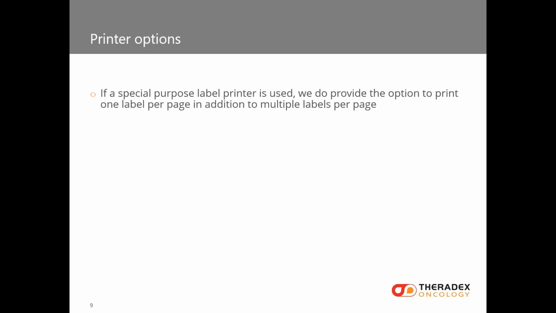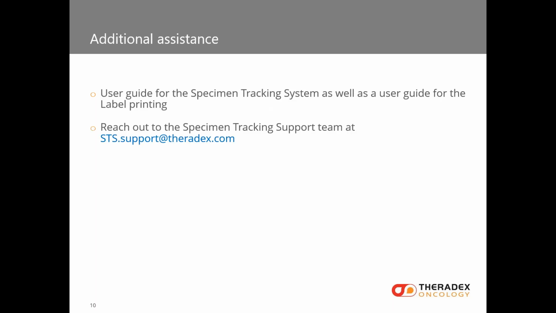If a special purpose label printer is used, we do provide the option to print 1 label per page, in addition to multiple labels per page utilized by the recommended label. For additional assistance, there is a user guide for the specimen tracking system, as well as a user guide for the label printing process. As always, please feel free to reach out to the specimen tracking support team at sts.support@theratix.com with any questions.